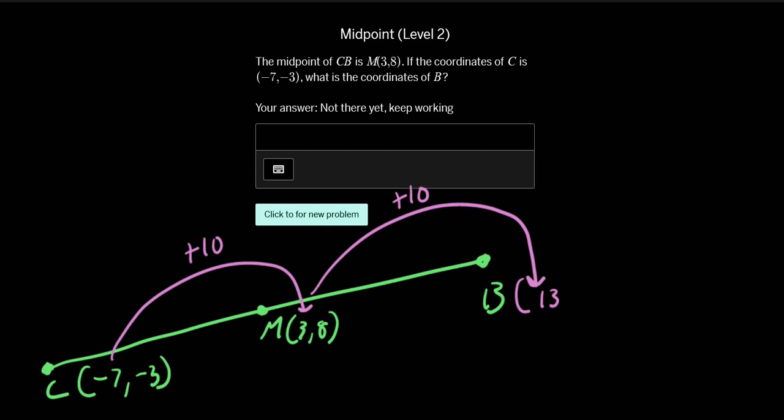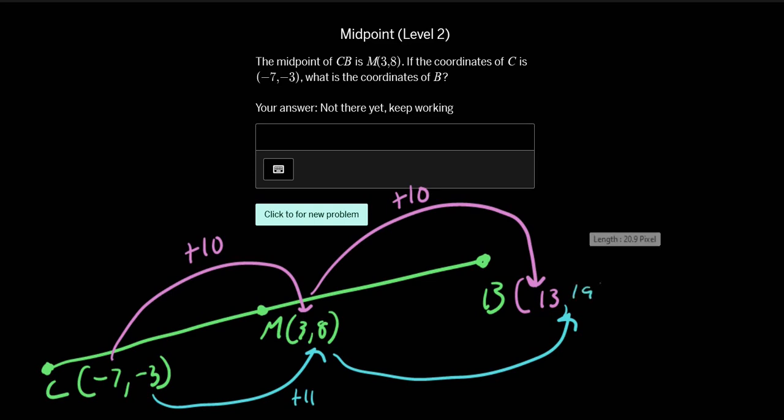And then I look at the y values. Well, how do I go from -3 to 8? I add 3 to get to 0. I add 8 again to get to 8. So in total, I've added 11. And so then I take that process, because it only got me to the middle, and I do it again to get to the end. So 8 plus 11 is going to be 19. So my coordinate for B is at (13, 19).